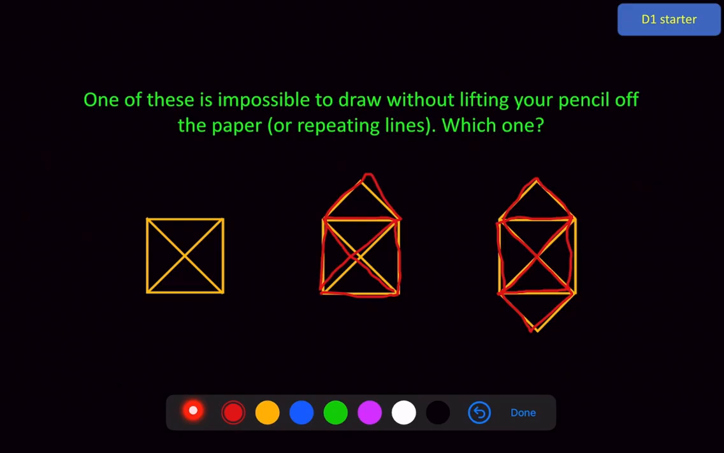The one on the left is impossible. It doesn't matter where you start, you can start anywhere you like. You are not going to be able to finish this without taking your pen off the paper or repeating a line. That might seem like a strange introduction, but the reason why that one on the left is impossible comes into one of the chapters later.